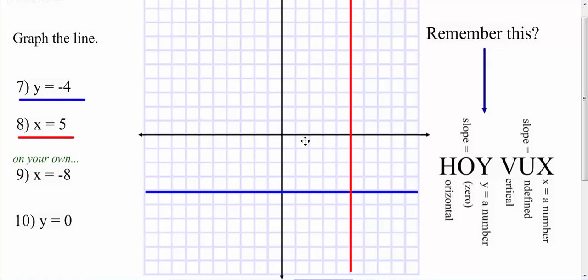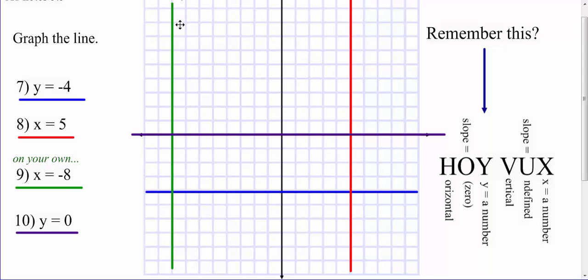Okay, again, pause the video. Do 9 and 10 on your own and do them right. Okay, you got those right, right? Well, anyway, here's mine. Number 9, x equals negative 8. That's this vertical line in green that you see right here. 10 was a little tricky because it's y equals 0. That throws us off when it's like 0. Where's that? Well, y equals 0 is another name for the x-axis. So it's essentially just this purple line. It's kind of hard to see, but it's right here on the x-axis.